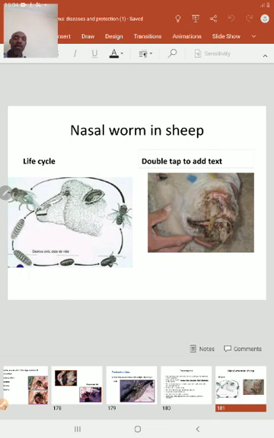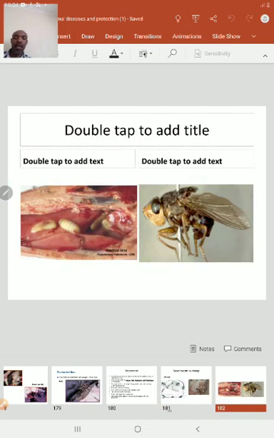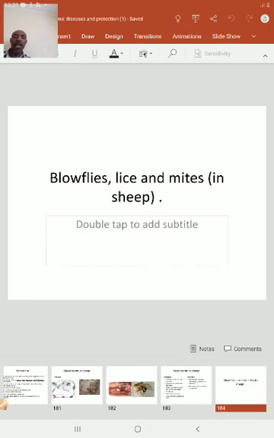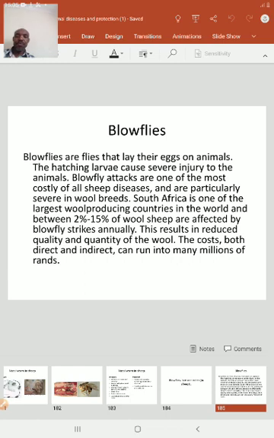That one is a nasal worm. Don't be confused because you hear worm. It's not an internal, it's an external parasite. There it's coming from a fly. You can see the life cycle of a nasal worm there, and then a nasal worm in sheep. Those are the symptoms. Now coming to blowflies, lice and mites.